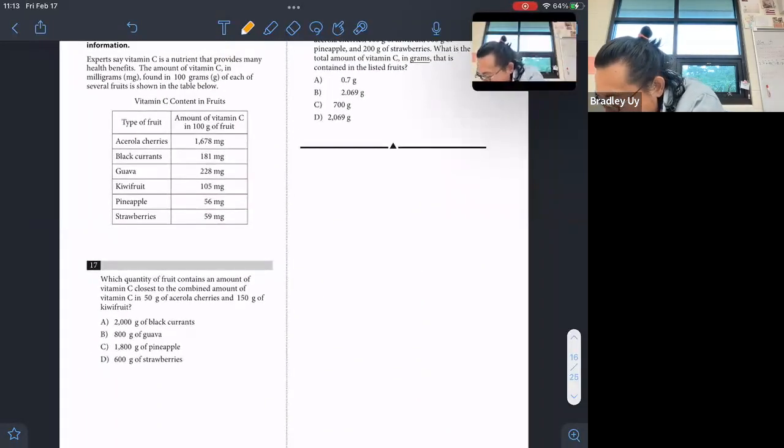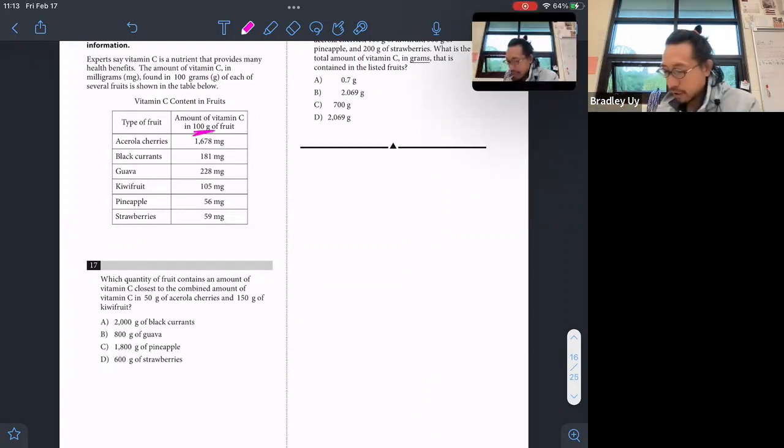This question involves a lot of scanning of the table, but we're going to do this. Vitamin C in 100 grams of each type of fruit. Which quantity of fruit contains an amount of vitamin C closest to the combined amount of vitamin C in 50 grams of cherries? So if there are 1,678 milligrams of vitamin C in 100 grams of cherries, how many are there in 50 grams of cherries? Well, that's half the amount.